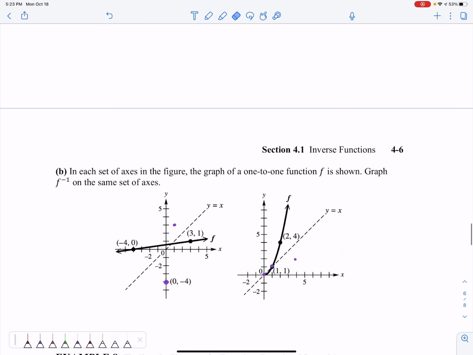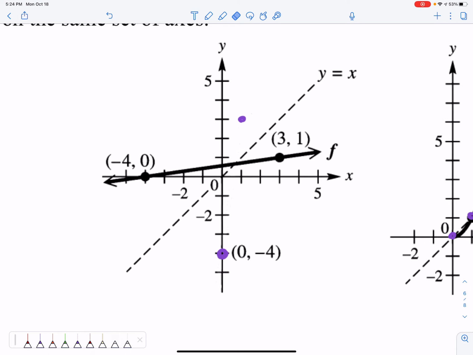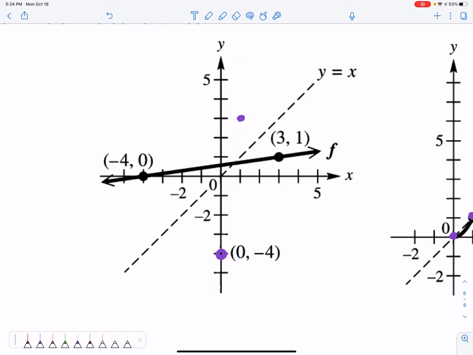If we go to the next part though, this time we actually have to graph the one-to-one function. We have to graph the inverse, excuse me. And so I have marked my points here, but let's use interesting fact number 3. And so the coordinate -4, 0 is going to be graphed on 0, -4.